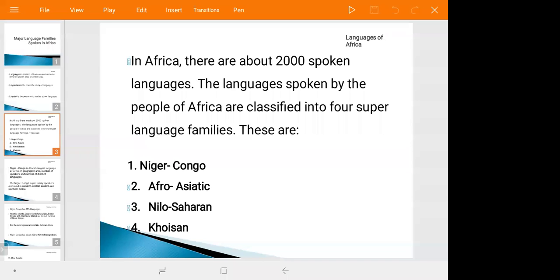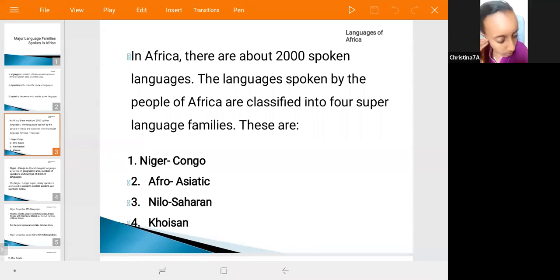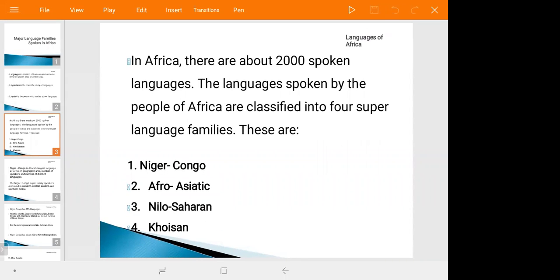For example, if you take Amharic, it's spoken and also written, yes? When you take some other languages spoken in Ethiopia, they have no written form. They are only spoken. So language can be spoken and written. And these 2,000 spoken languages of Africa are grouped into 4 super languages or language families: Niger-Congo, Afro-Asiatic, Nilo-Saharan, and Khoisan.